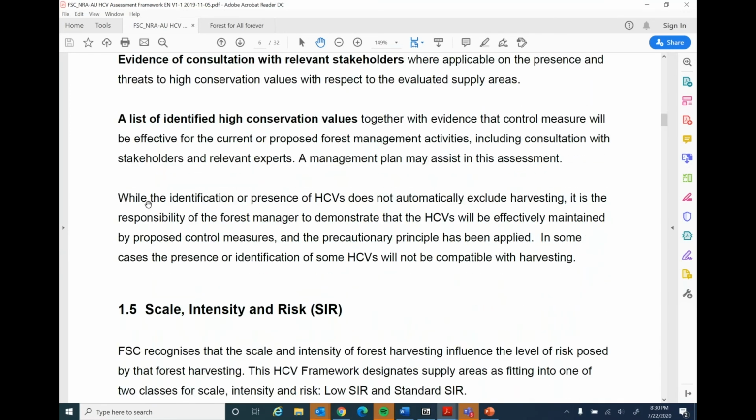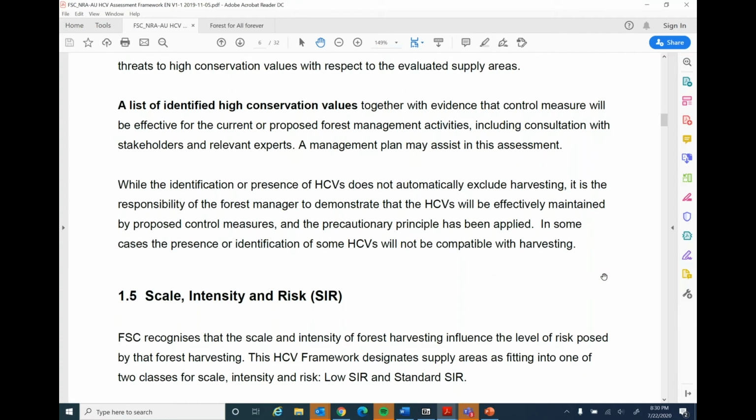And then just to highlight here, while the identification of the presence of a high conservation value doesn't automatically exclude harvesting, it's the responsibility of the forest manager to demonstrate that a high conservation value will be effectively maintained by the proposed control measures and using the precautionary principle. So that's just to say that because there's a high conservation value, that doesn't necessarily mean you can't harvest in it. You just have to make sure that the high conservation value is maintained. But with some high conservation values, their presence just simply isn't compatible with harvesting.